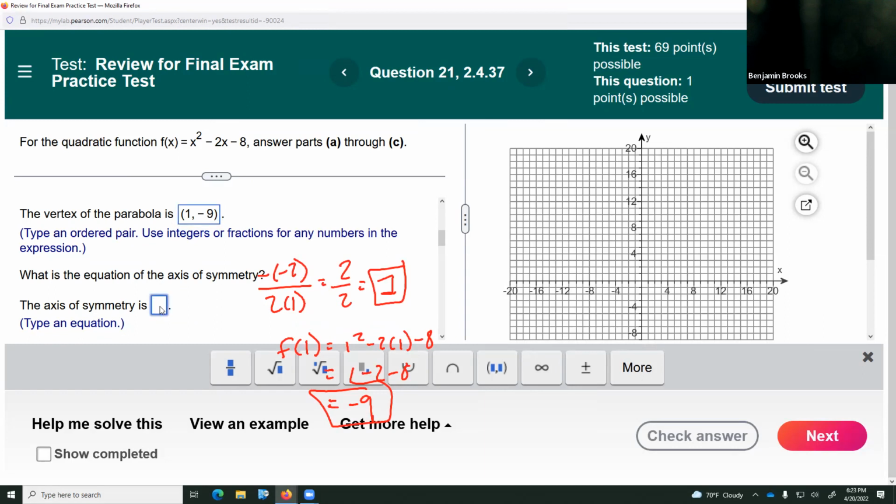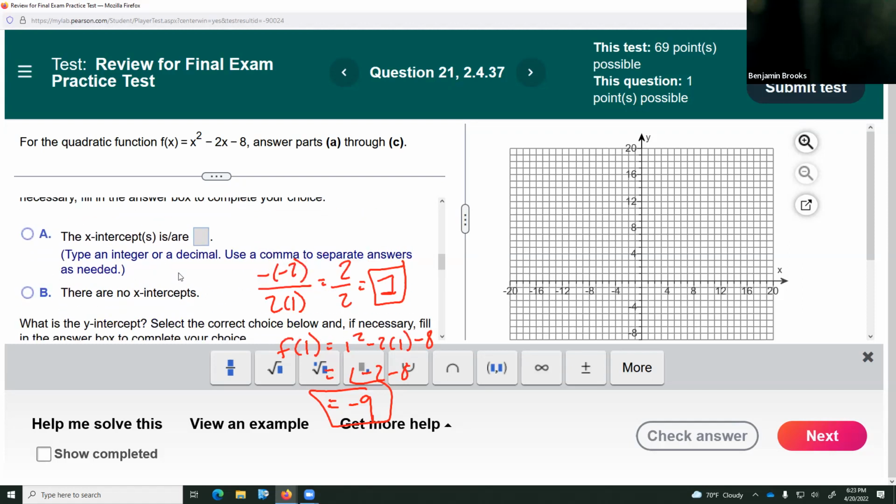What's the axis of symmetry? X equals 1. We did that. Okay, let me see. X-intercepts. X-intercepts occur when y equals 0.